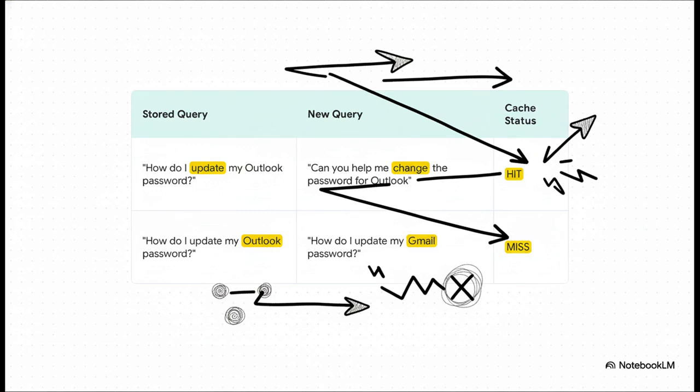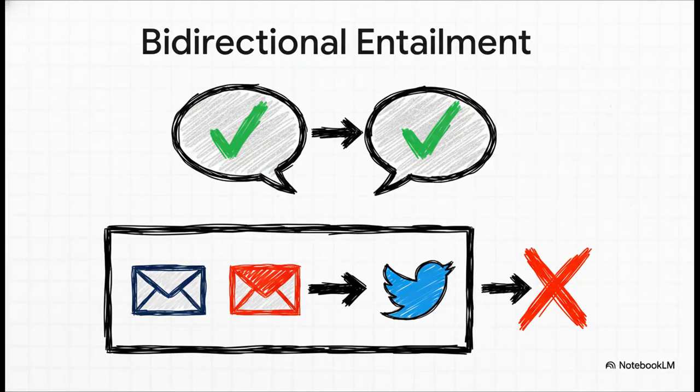But what's just as important is that the second query about Gmail is a miss. The system is smart enough to see that even though the meaning is similar, it's not the same problem. It's got an extra logic check to stop it from making those kinds of mistakes. This right here is the secret sauce. It's a big phrase, bidirectional entailment. But the idea is actually pretty simple.